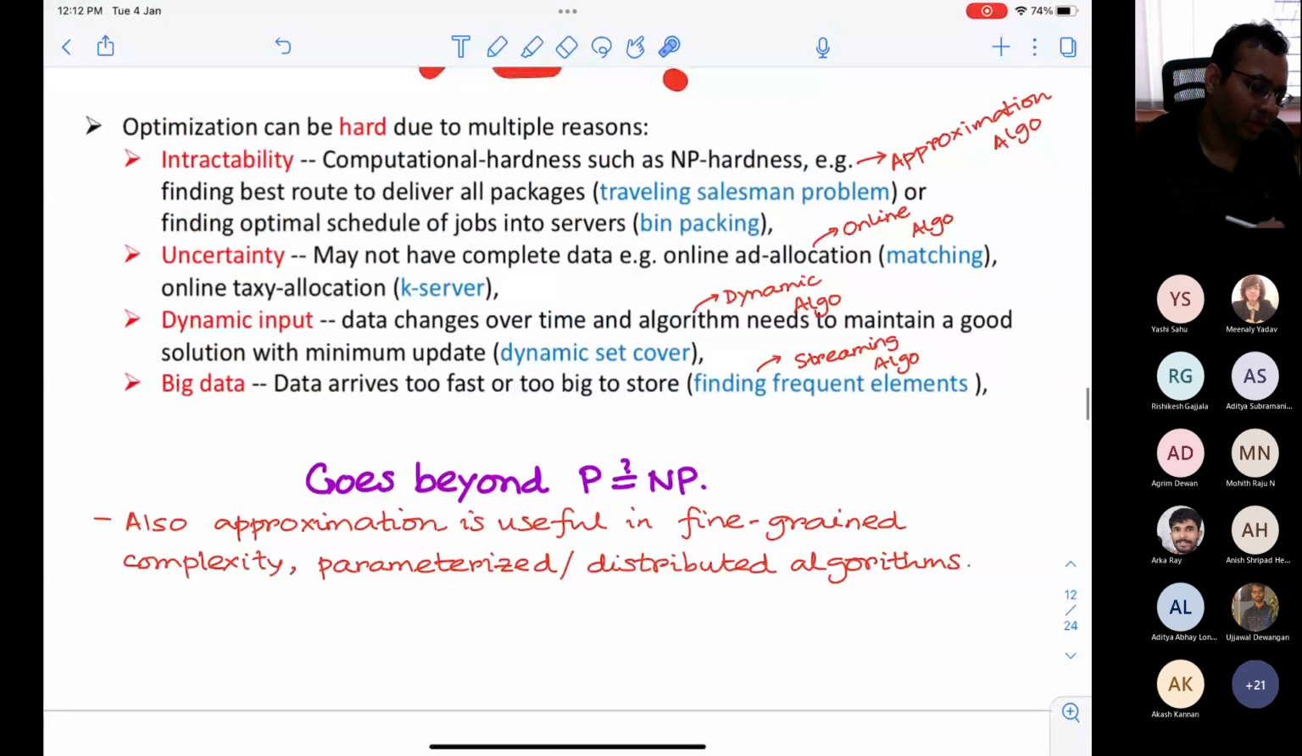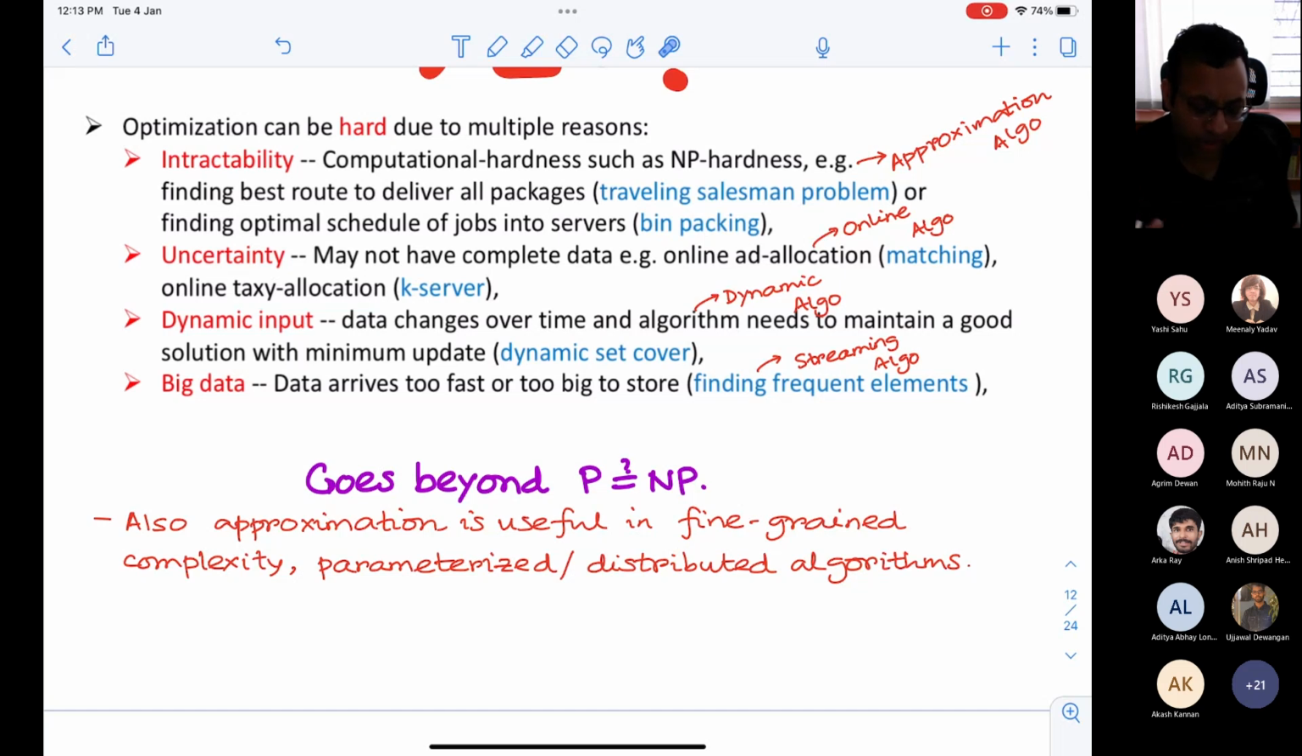For example, there is some area called fine-grained complexity. So there are some problems like, let's say, longest common subsequence or edit distance, which are solvable in order n square or n cube kind of time. But exactly you need order n square or n cube time, but maybe in practice you need a linear time algorithm. So the optimal solution you cannot get in order n time, but can you get a good approximation in sub-quadratic time or sub-cubic time? Then there are distributed algorithms, parametric algorithms.